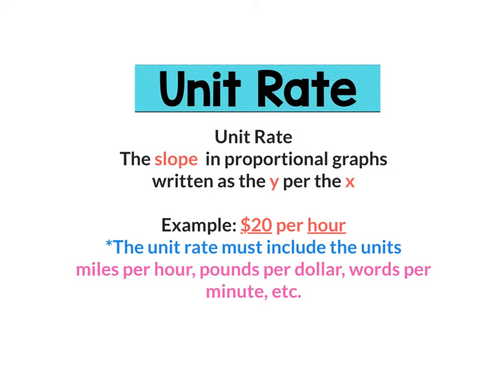Unit rate, the slope in proportional graphs. That is the unit rate. It's written as the y per the x. So for example, $20 per hour. The money is the y and the hour is the x. The unit rate must include the units: miles per hour, pounds per dollar, words per minute, and so on. If it doesn't include units, it's not really a unit rate.